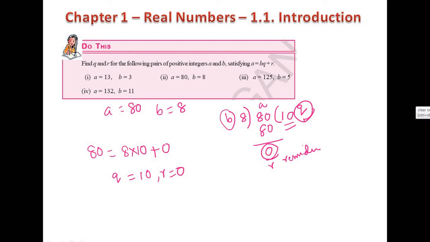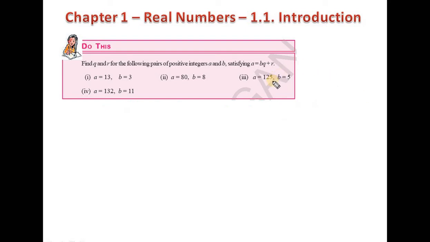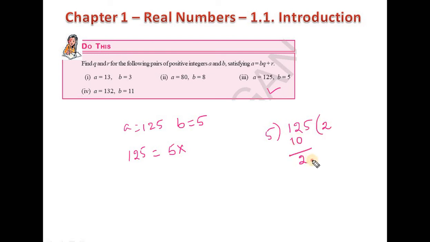The next one, which is the third problem, says 125 and 5. A is equal to 125 and B is equal to 5. How do you do it? So now 125 is equal to 5 into how many times? To know that, if you are not very sure, do like this. 5 divides how many times here? 5 2 times 10 and 2 and then 5. So 5 5s are 25 and remainder is 0.